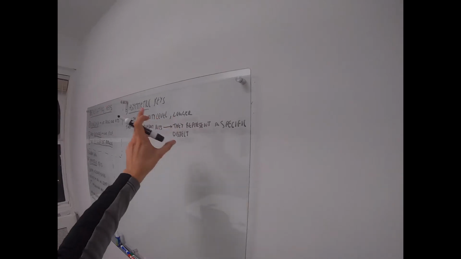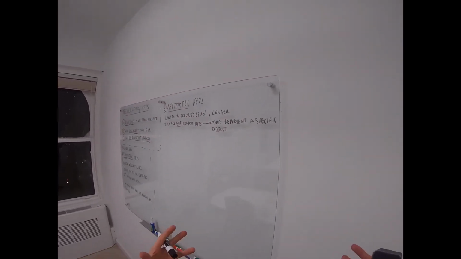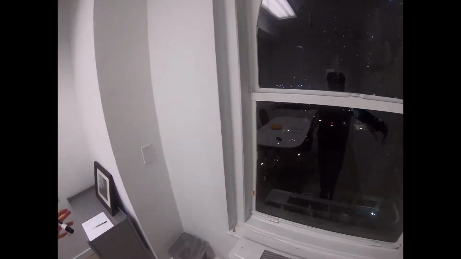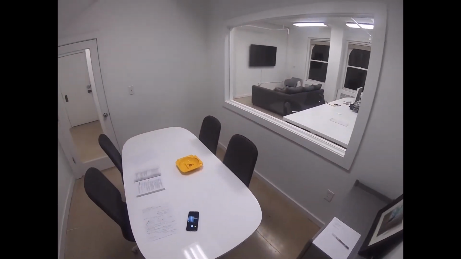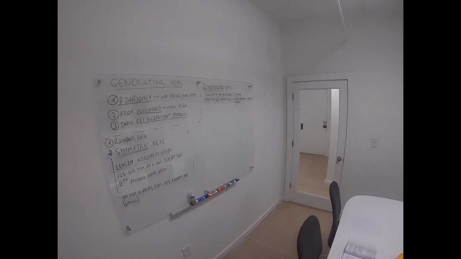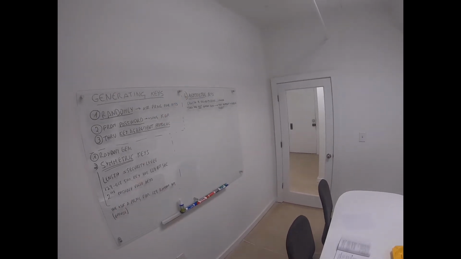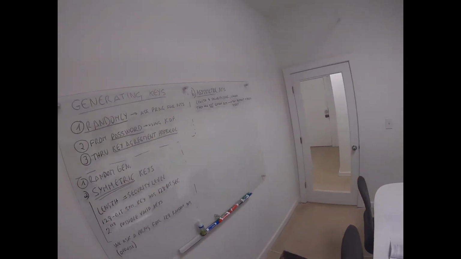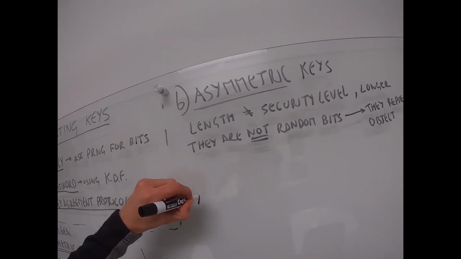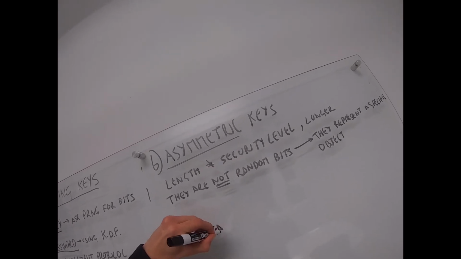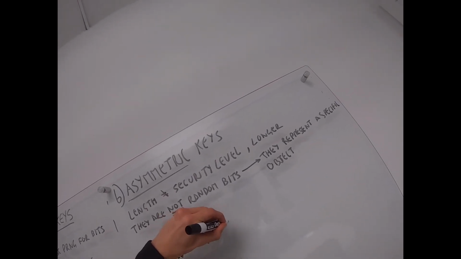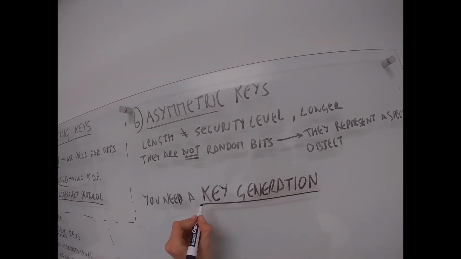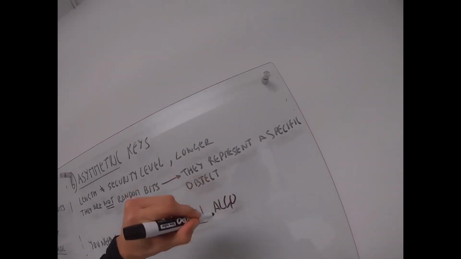In RSA, these keys represent an object, a number, okay? And that number is given by the multiplication of two very large prime numbers, right? Which makes it almost impossible to find. We'll get into RSA, I think, in later chapters, but this is the gist of it. So since you can't just spew out random bits, you need a key generation algorithm, okay?